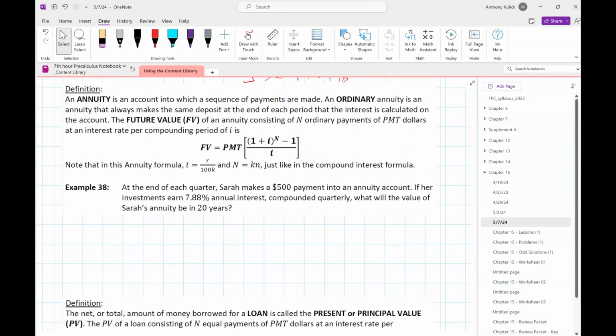So an annuity is an account in which a sequence of payments are made. An ordinary annuity is an annuity where you make the same deposit at the end of every period that the interest is calculated on that account. The future value of the annuity account, consisting of N ordinary payments of PMT dollars at an interest rate per compounding period of I, is given by the formula, where I is equal to R over 100K and N is equal to K times N. So what is this talking about?